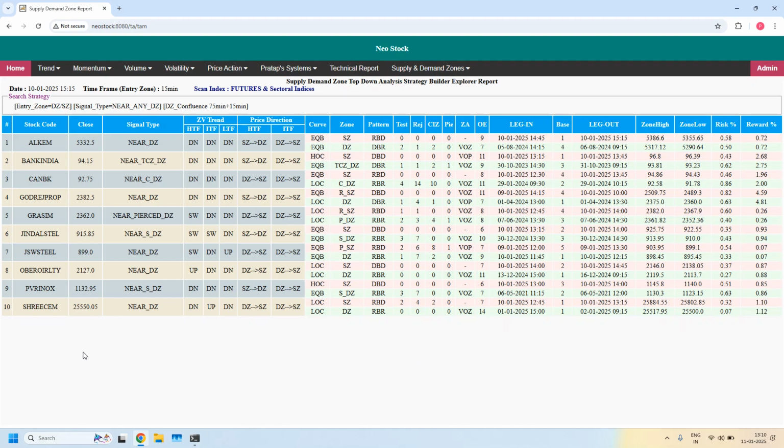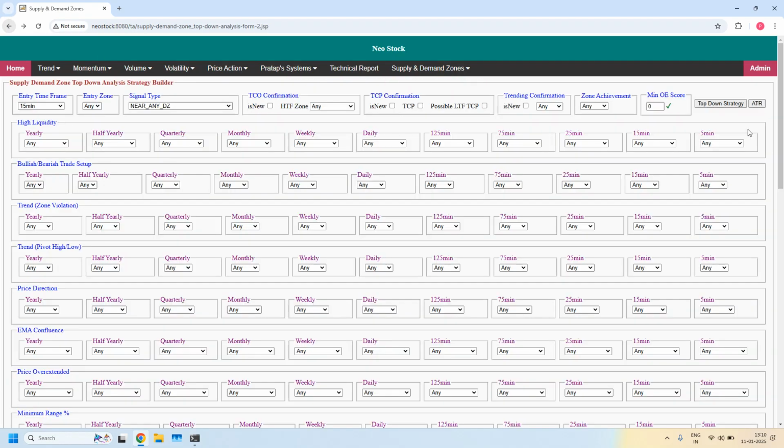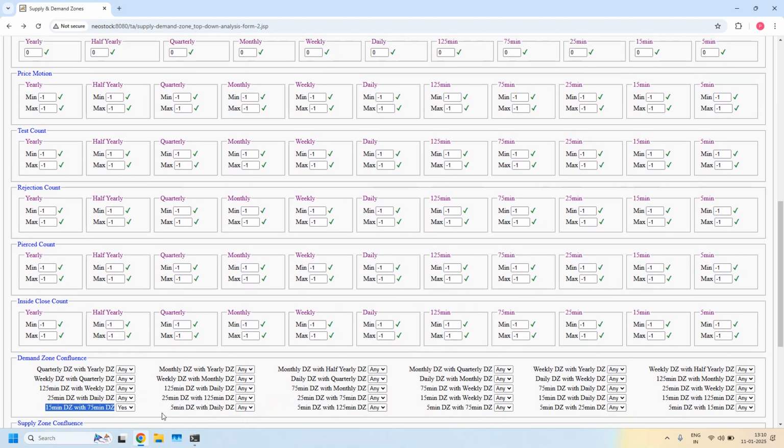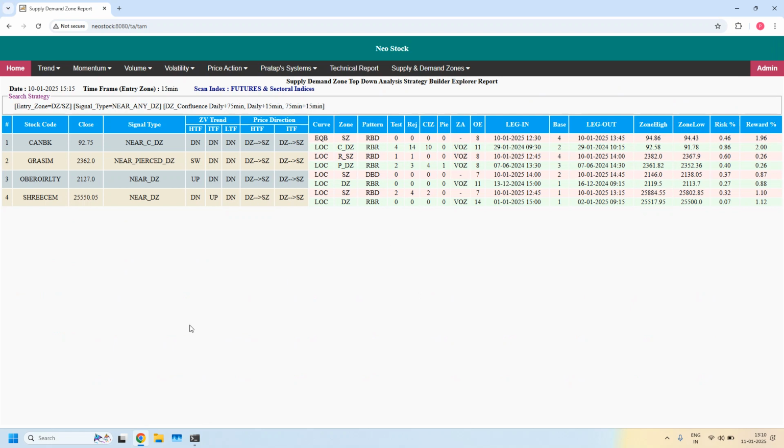Because the list is even bigger, let us set one more filter also, LTF, ITF, HTF. All the 3 filters we will set. First filter is already enabled, that is 15 with 75. Second filter, 15 minutes demand zone with daily demand zone confluence. Third filter, 75 minutes demand zone with daily demand zone confluence. Let us find any stocks. Yeah, 4 stocks we got. In that you can ignore the second one, it is already pierced. What exactly is this list? These 15 minute zones are part of the 75, both together again part of the daily zone. So these are such kind of stocks.